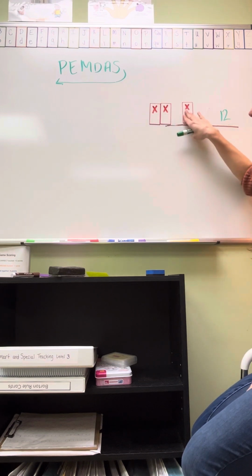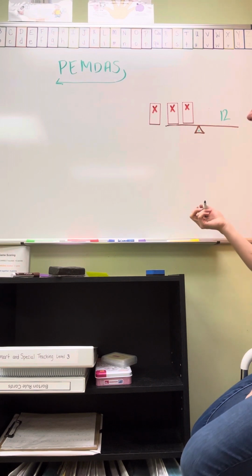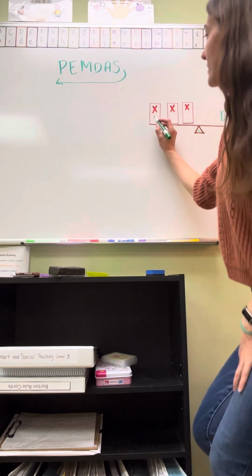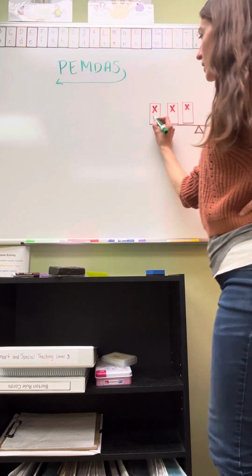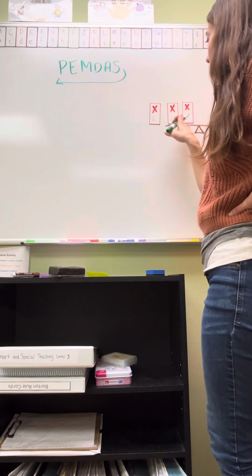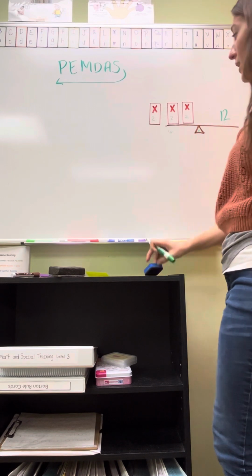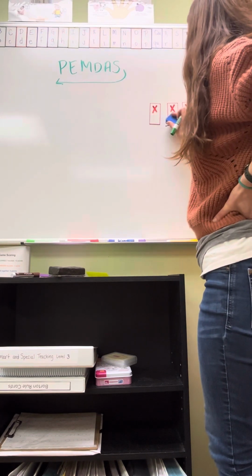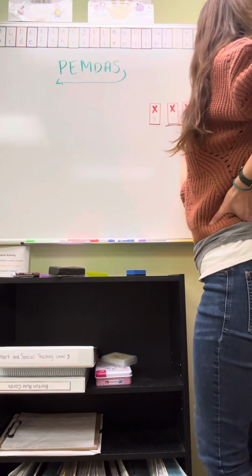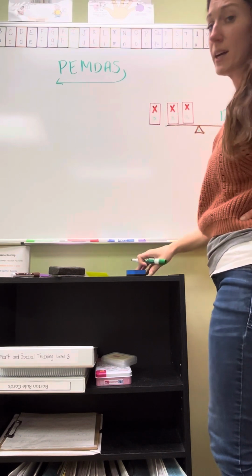How much does each one equal? Well, I can check and guess, or I can divide it. But let's check and guess, because sometimes that's just the way our brain needs to work. So let's say that x was worth 2. So 2, 2, and 2. 2 plus 2 plus 2 is only 6. So it's definitely not that. 6 does not equal 12. What if it was 3, 3, and 3? 3 plus 3 is 6, plus another 3 is 9. That's not 12.